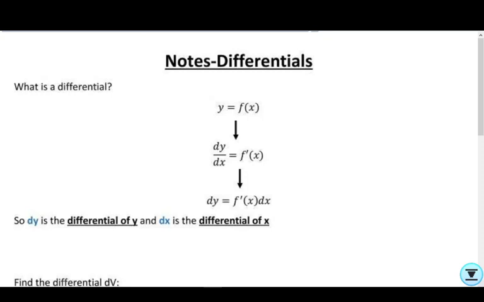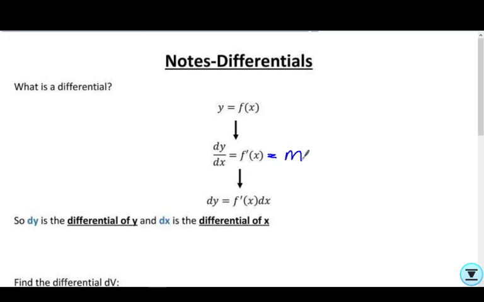So today we're going to be talking about differentials. Okay, so what is a differential? When we've been dealing with functions and their derivatives, if I start off here with y equals f of x, when I take the derivative of y, I get dy over dx equals f prime of x, which makes sense because the derivative is basically slope.